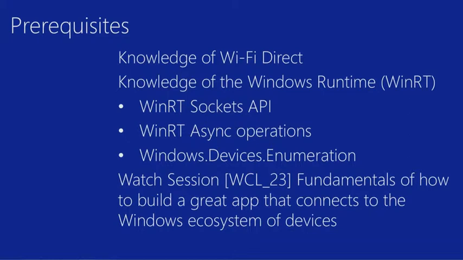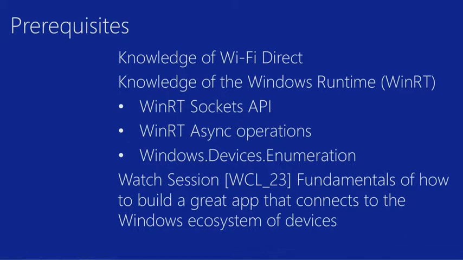The namespace windows.devices.enumeration helps you enumerate devices or find those devices that the system has previously paired with so you can connect to them. This is something important to know about. All of these APIs that I talk about are documented in MSDN and they all have great samples to help you out.